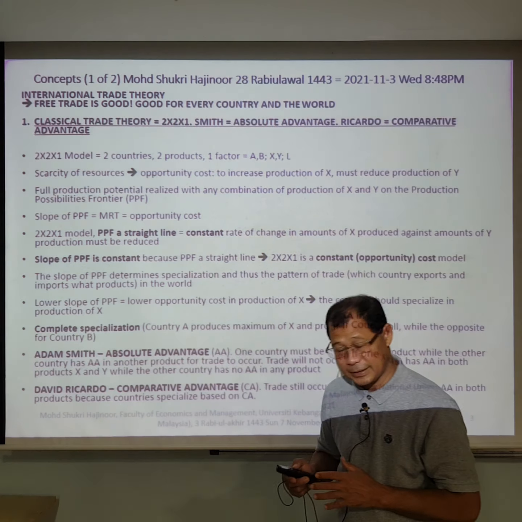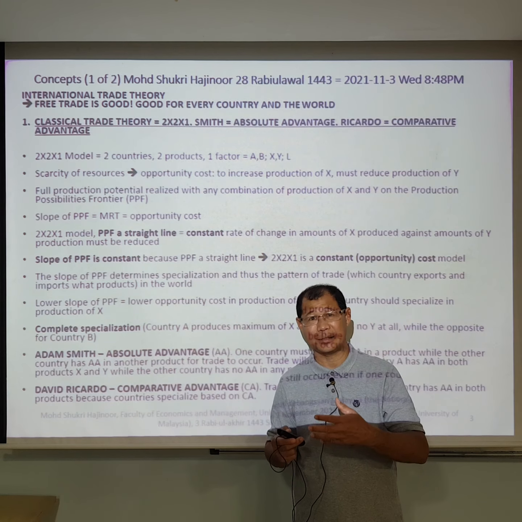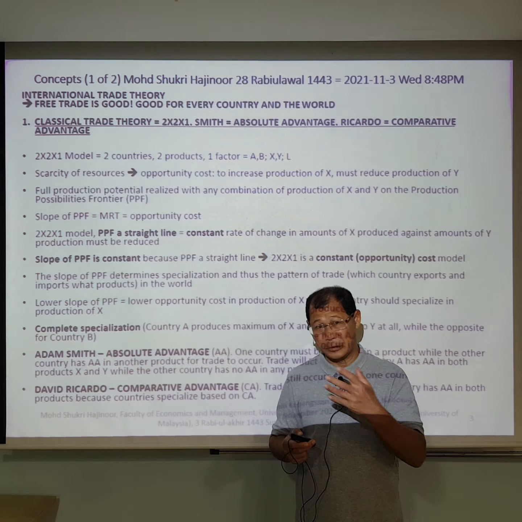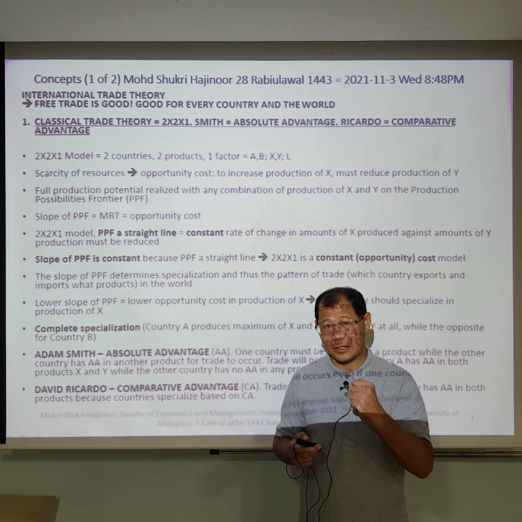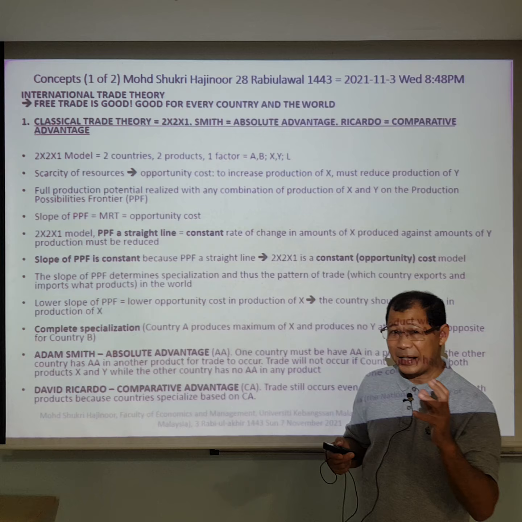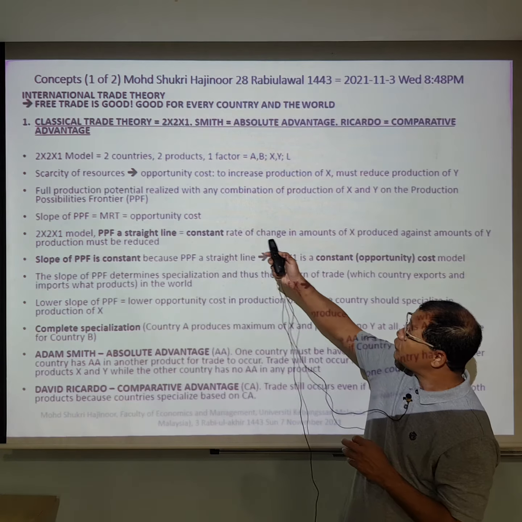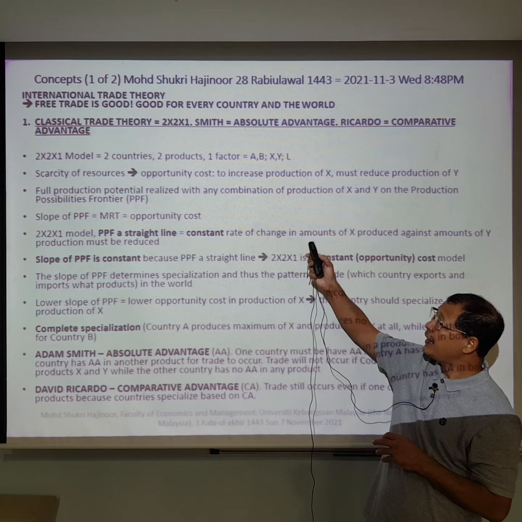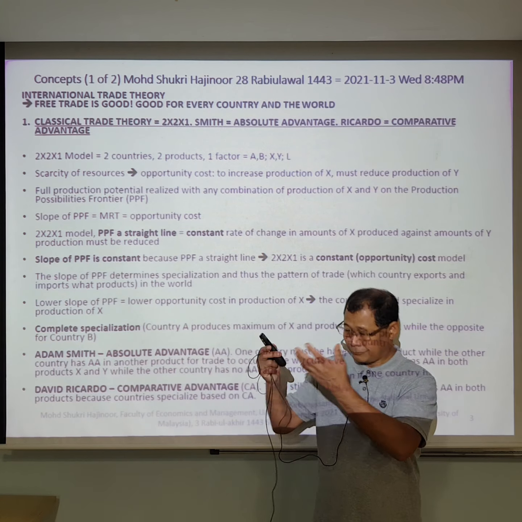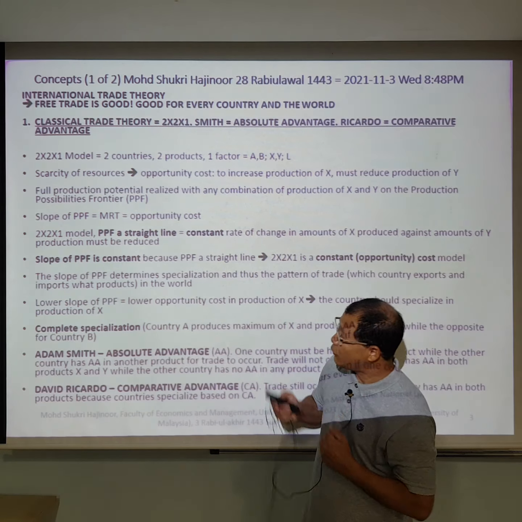Now, let's discuss the concept. In this second chapter, we're going to study the classical trade theory by Adam Smith and by Ricardo, the two important figures within the classical trade theory. So that model can be represented by 2 by 2 by 1. Two countries, two products, and one factor. A model is a simplification of reality. So it's not real, right? But we have to do something to make it simple, so that's what we call a model.